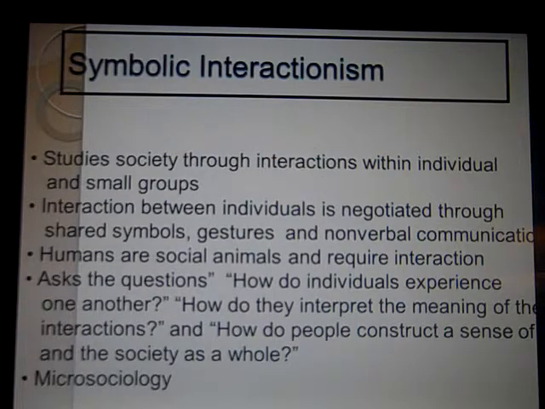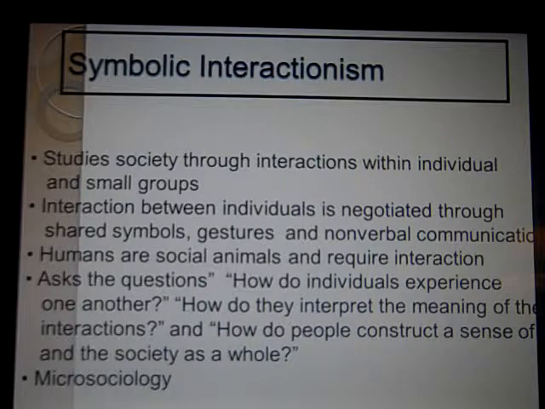If you think about Max Weber and his ideas of subjective meanings, we interact with each other, individual to individual and in small groups, through a series of symbols, hand gestures. Everything sort of symbolizes something. The language that we speak, the letters, the sounds that we make, all symbolize very specific meanings. So this theory asks the question: how do we interpret other individuals? How do we interpret the meaning of interactions?